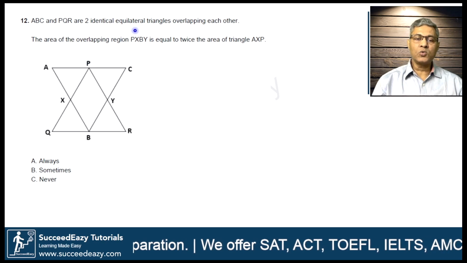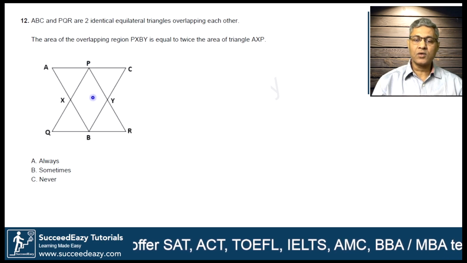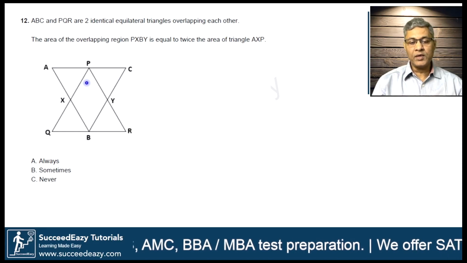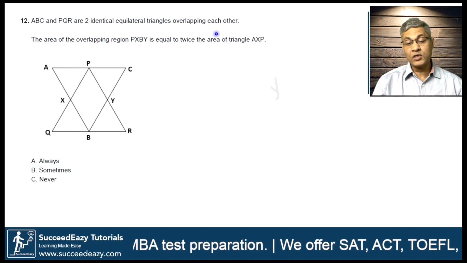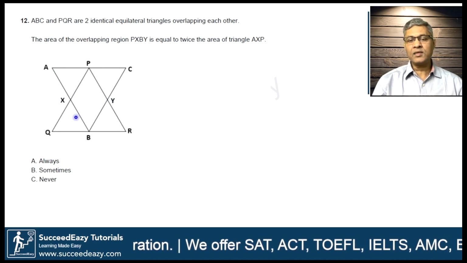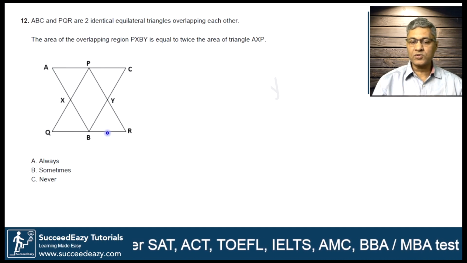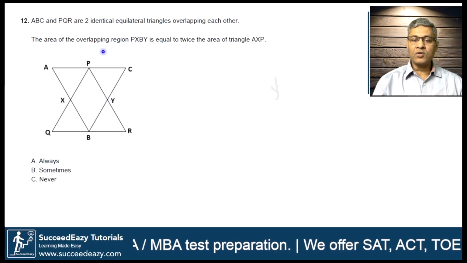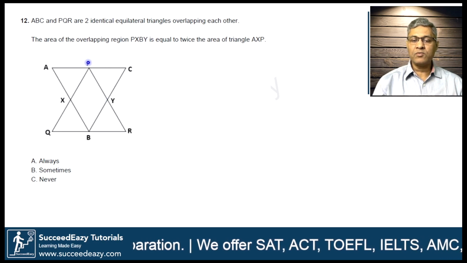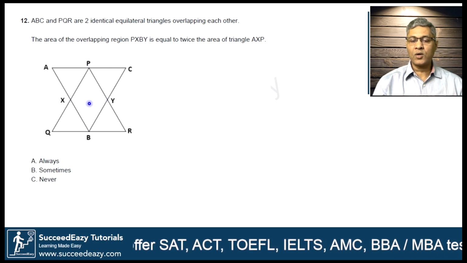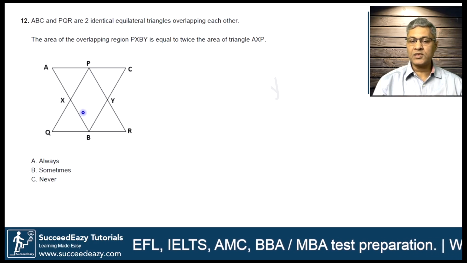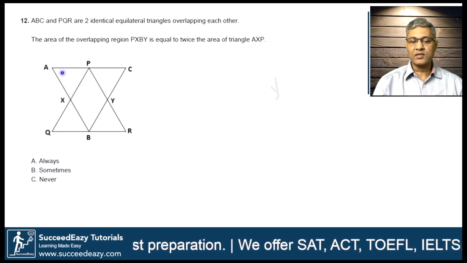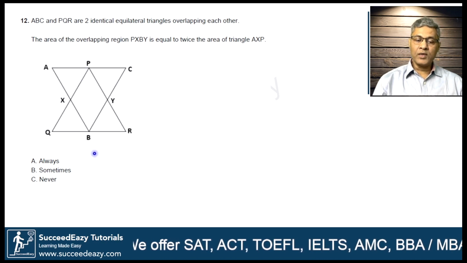ABC and PQR are two identical equilateral triangles, all right, overlapping each other. These are two identical equilateral triangles. They are exactly the same and they are equilateral, meaning all sides of those triangles are equal. This is given and they overlap each other in the given manner. The area of the overlapping region, quadrilateral PXBY, this diamond shape or kite shape that you see, is equal to twice the area of the triangle AXP, that means this triangle. Okay, let's see whether that will be always or sometimes true.